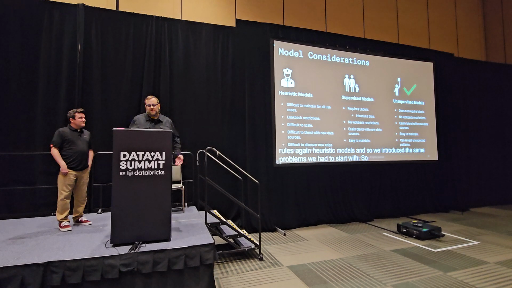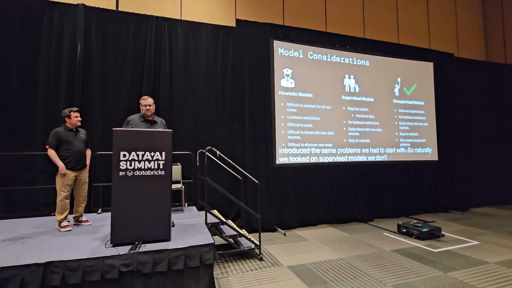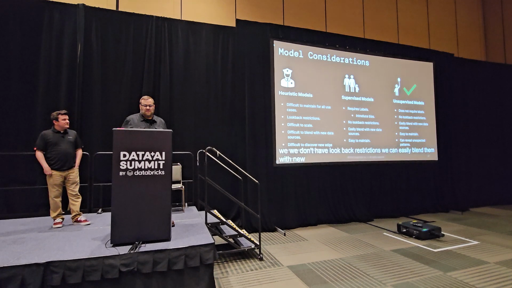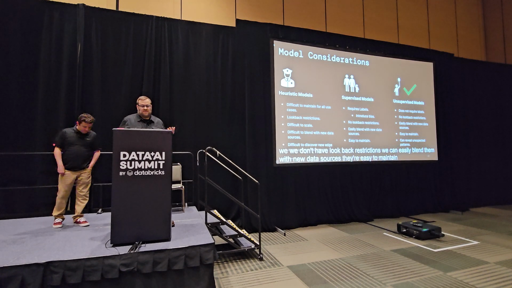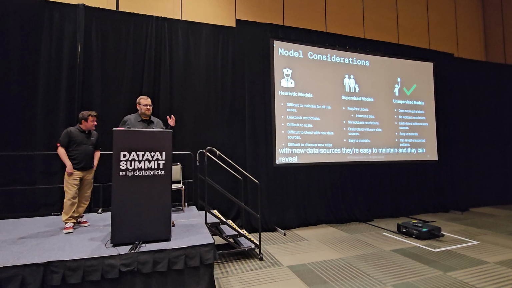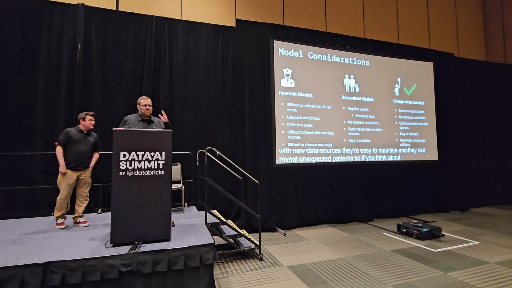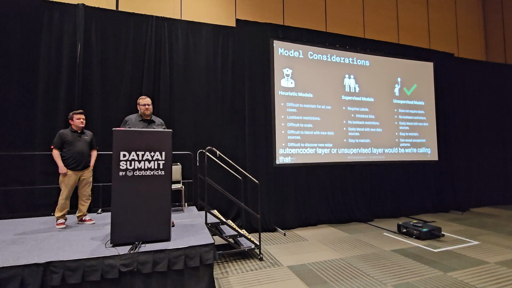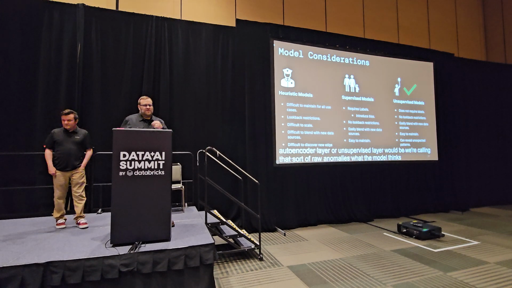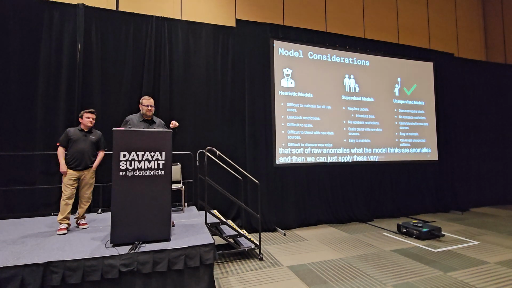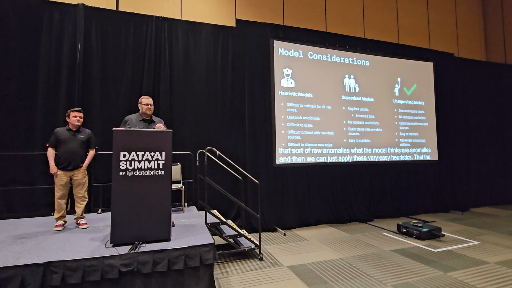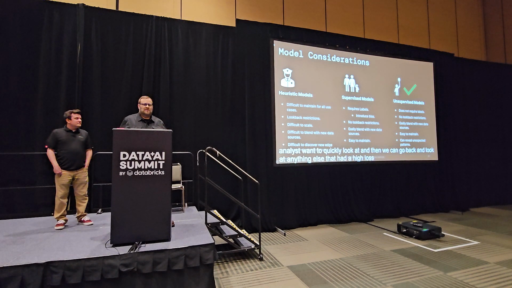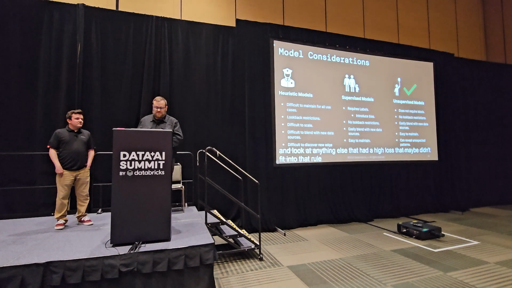So naturally, we looked at unsupervised models. We don't need labels. We don't have look-back restrictions. We can easily blend in data sources. They're easy to maintain, and they can reveal unexpected patterns. So think about where that autoencoder layer or unsupervised layer would be. We're calling that sort of raw anomalies, what the model thinks are anomalies. And then we can just apply these very easy heuristics that the analysts want to quickly look at. And we can go back and look at anything else that had high loss that maybe didn't fit into that rule. They don't just go away.